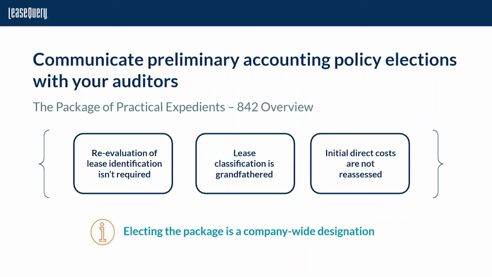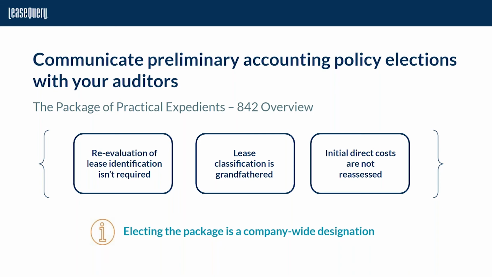The final step to gathering your lease portfolio is to communicate any preliminary conclusions, critical accounting estimates, or policies with your auditors. If you established a materiality threshold, share how you came to that conclusion. If you made any assumptions or estimates while compiling your inventory, provide support for those. Additionally, if you elected to use any of the practical expedients available for a transition, this is a policy election and also should be communicated.